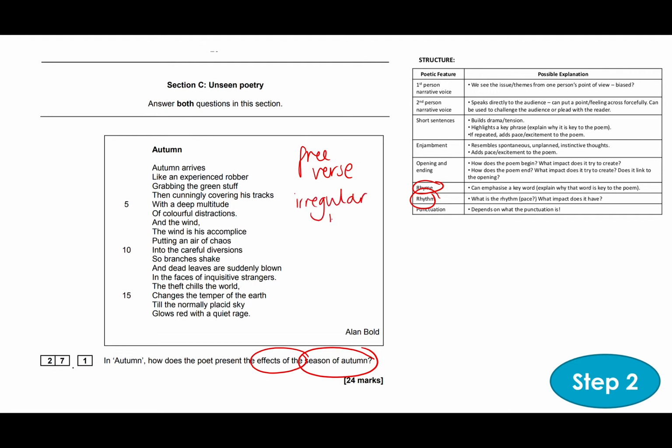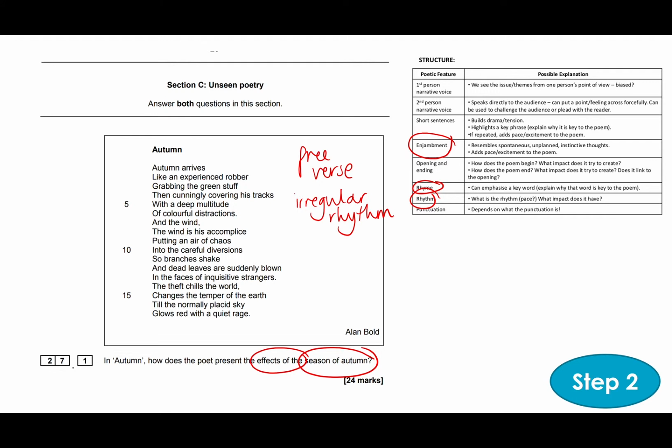It's an irregular rhythm because all of the lines have got different lengths. Okay, I'm going to look last of all at enjambment. Now, enjambment is where the lines, sentences run over more than one line. So let's take a look.